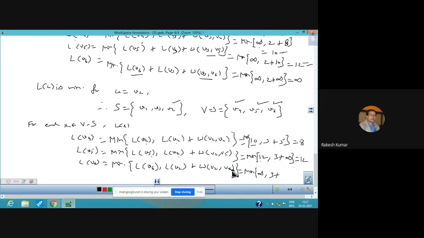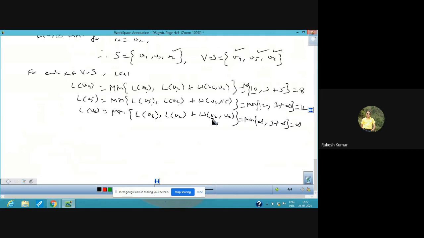weight between V2 and V6. There is no direct edge between V2 and V6 here, so that is infinity, and minimum of infinity is infinity. Now, in between 8 and 12, the minimum value is 8. So next vertex V4 will be included in the set S.